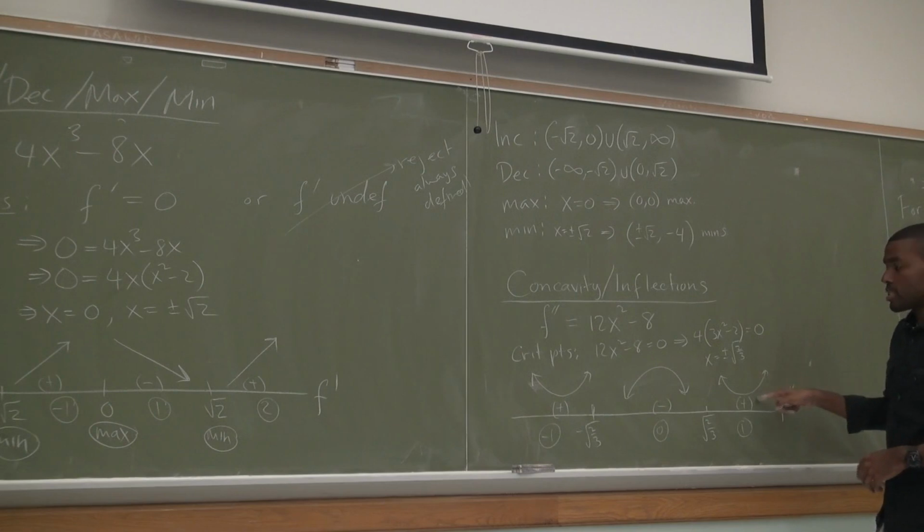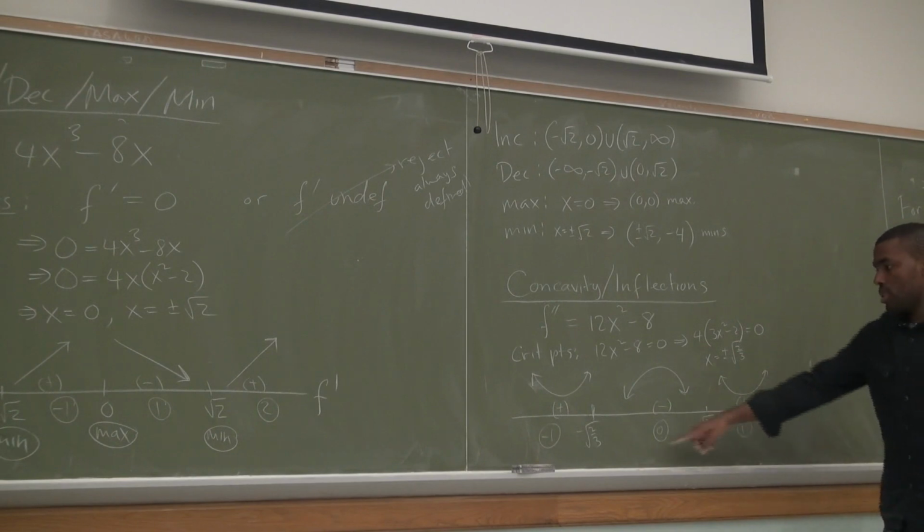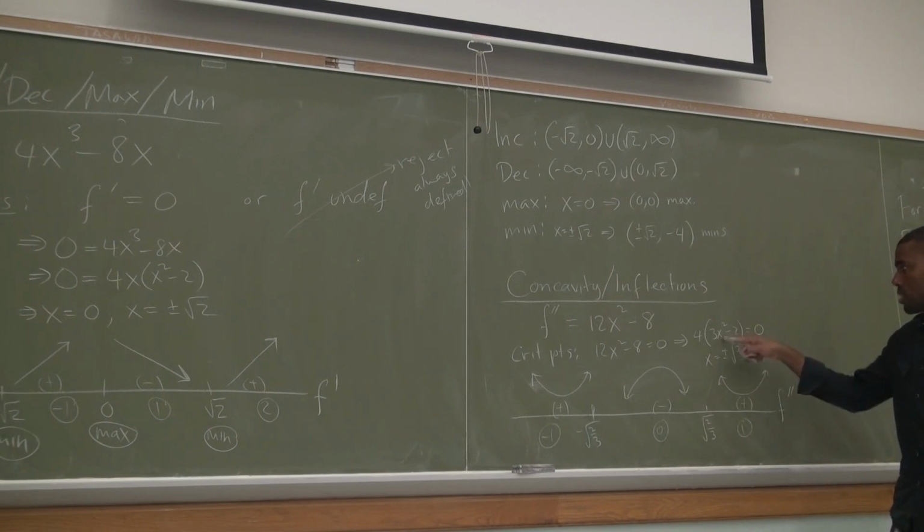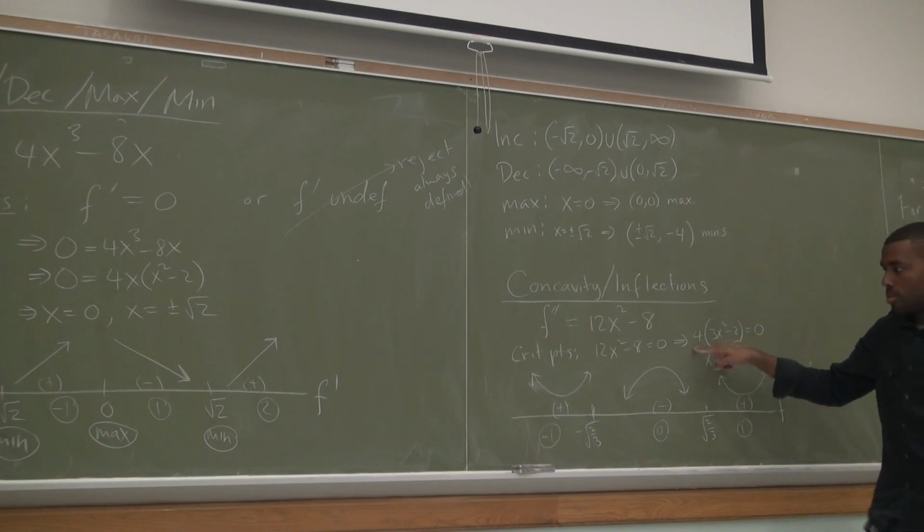I need to figure out what the sign is on these intervals. So I pick any random number. You can pick any one you want. So I pick 1, 0, and minus 1, and I plug it into the function. I plug in minus 1 for x. Minus 1 squared is just 1. 3 times 1 is 3. Minus 2 is positive. Times 4 is still positive. So it's positive here.